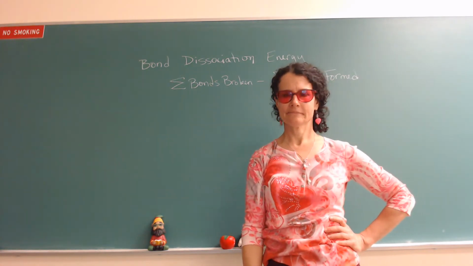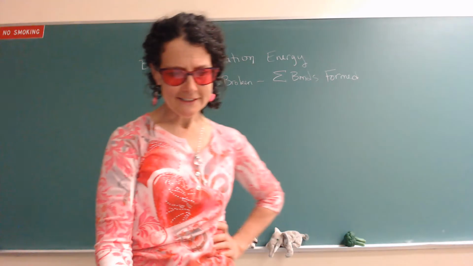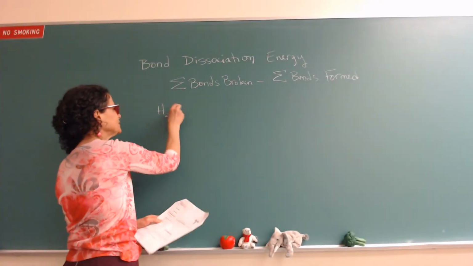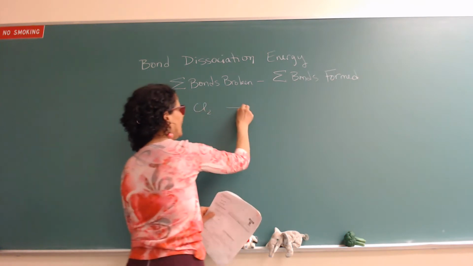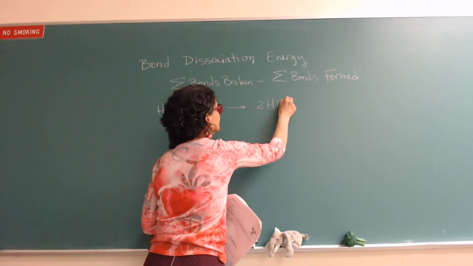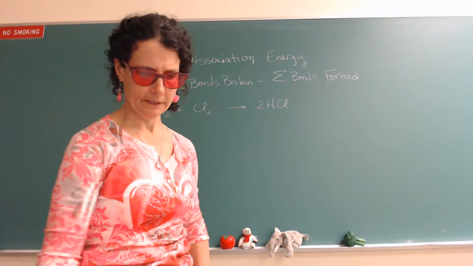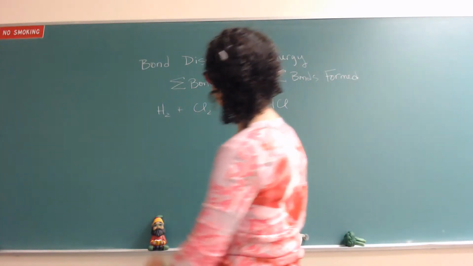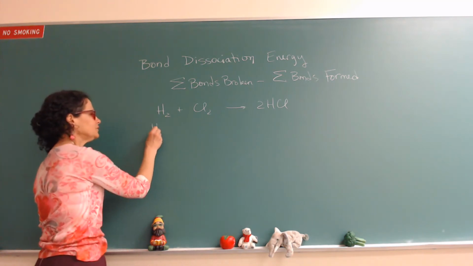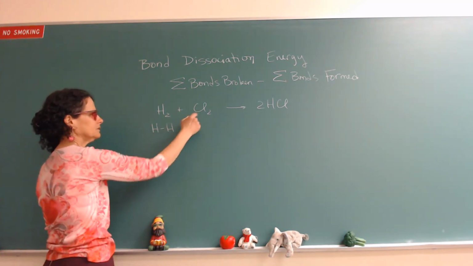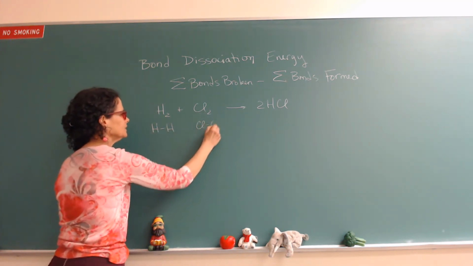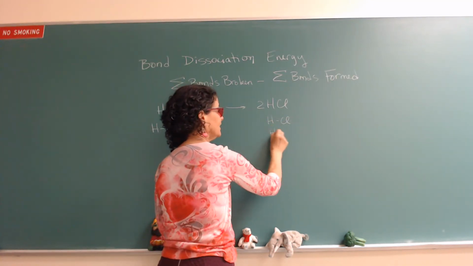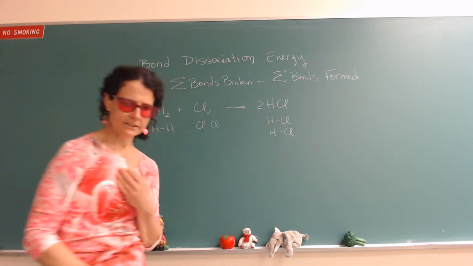All right, trying to figure out lighting. So let's just do one. So it says we have our equation, hydrogen plus chlorine, and we go to 2HCl. So H2 would mean hydrogen, hydrogen. Cl2 is chlorine, chlorine. And HCl would mean we have an HCl bond and another HCl bond.